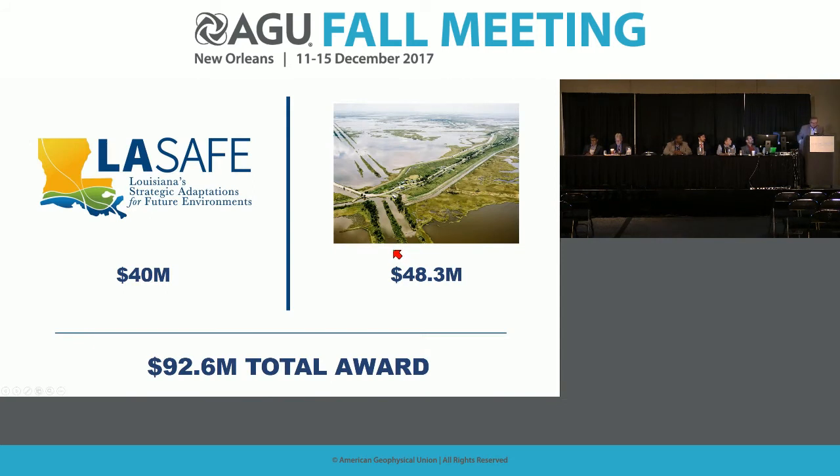So I'll talk about two programs currently underway in the state of Louisiana, LA Safe and the resettlement of Ile de Jean Charles. I think they're both relative to managed retreat, but at different scales.